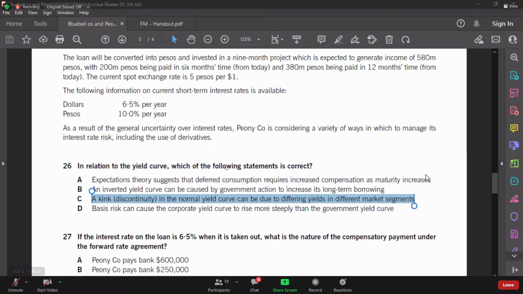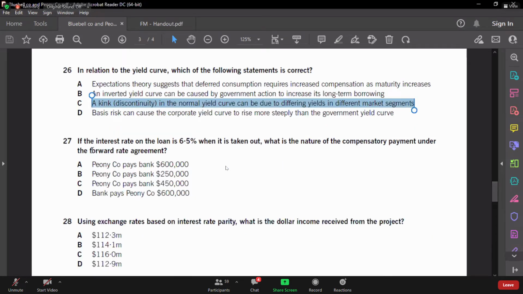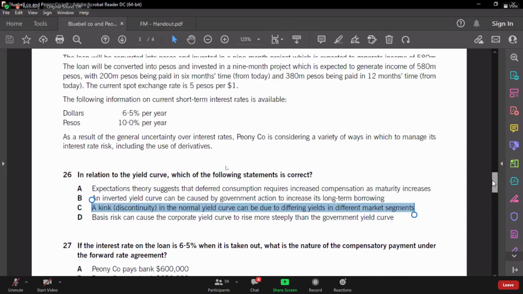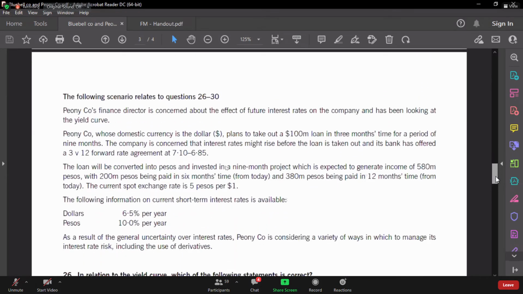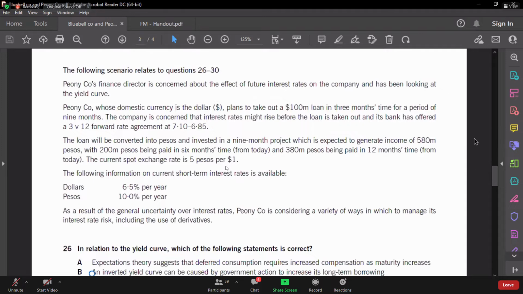Next question. C is the right answer for this. Question number 27. If the interest rate on loan is 6.5% when it is taken out, what is the nature of the compensatory payment under the forward rate agreement? This is the type of question where they're asking you to calculate. How will you do it? You know what is an FRA? Yes or no?